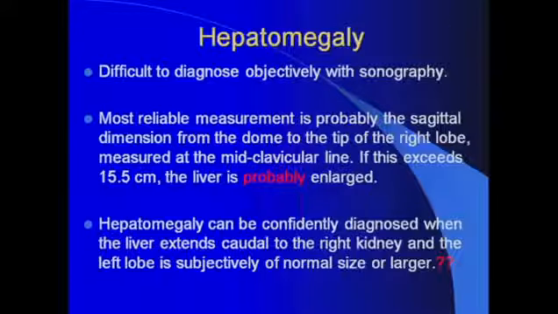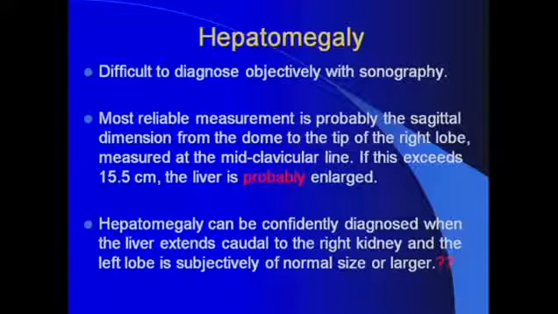So we believe that the most reliable measurement is probably the sagittal dimension from the dome to the tip of the right lobe. You make your measurements along the mid-clavicular line. If you do this and you find a measurement that exceeds 15.5 centimeters, the liver is probably enlarged. Now, it's very important to take into account that healthy individuals, specifically female patients, may have a normal variation known as the Riedel's lobe that can mimic hepatomegaly.